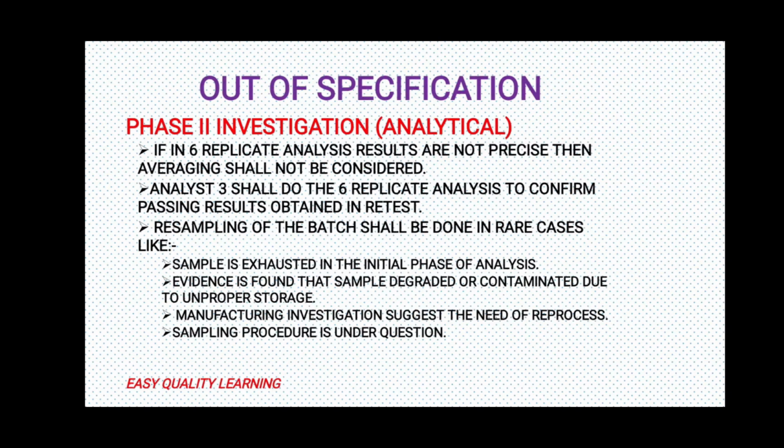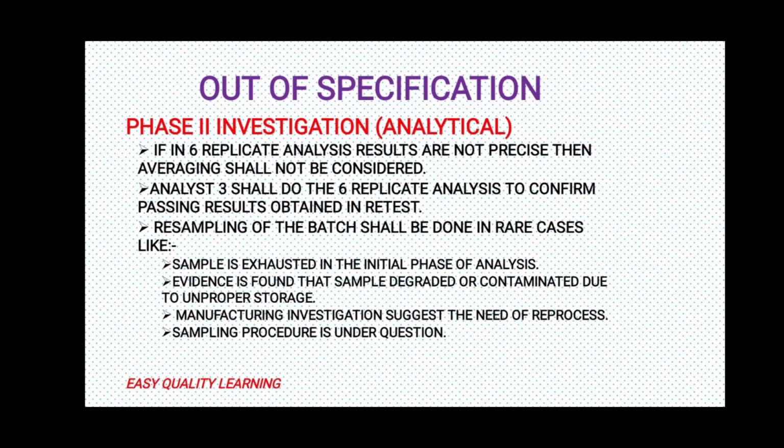Then if in 6 replicate analysis results are not precise, then averaging shall not be considered. So whatever 6 results you found, let us suppose that in 6 results, one is 97%, one is 108%, 101%, one is 94%. So if this type of scattered results are obtained, then we should not do averaging, because averaging will hide the variance in the sample. So this is the recommendation, that if the results are not precise, then averaging should not be done.